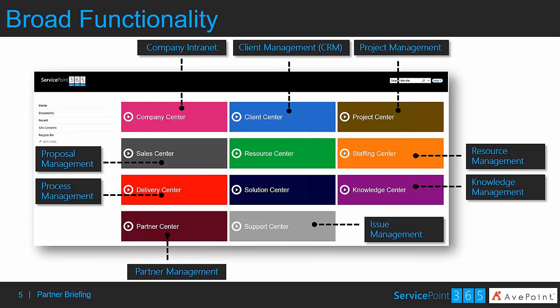We have 11 different centers that come out of the box, ready to go. A single SKU, which we'll talk about more, that you order through your distributor, contains all the centers. So the different areas, real quick, that we've addressed: we have an area that is ready to go for a company intranet. That would be the company center.